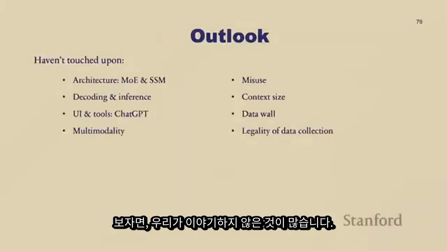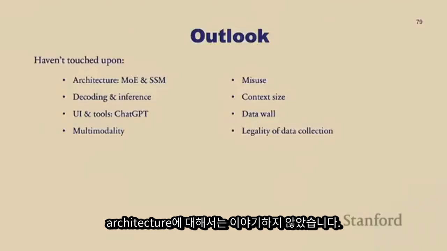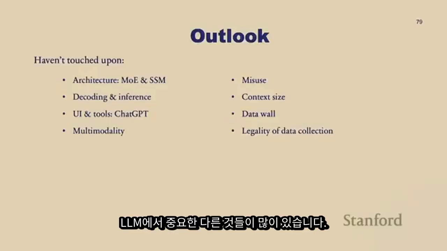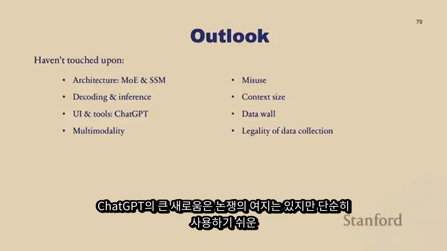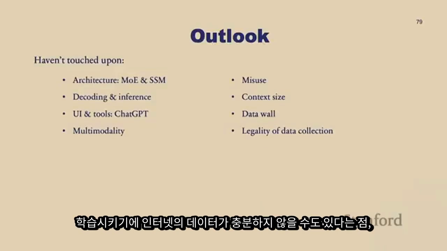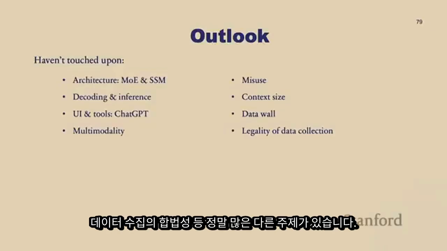Outlook. There are many things we haven't talked about. We haven't talked about architectures. We definitely haven't talked about inference. There are many other things that are important with LLMs. What is the UI that you use? I mean, arguably with ChatGPT, the big novelty was just having a simple UI to use it. Multimodality, what are all the misuses you could have? The fact that there might not be enough data on the internet to train all these models. Legality of data collection. So many other things.